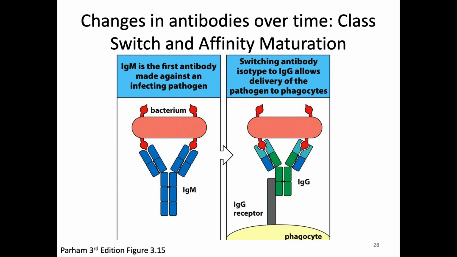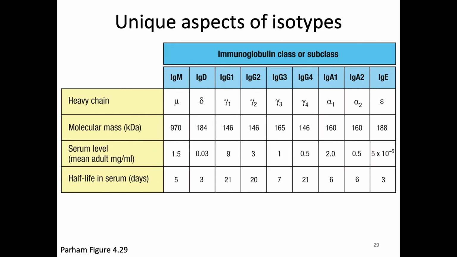And that is referred to as class switch or isotype switch. Again, I promise we're going to see how that happens, just not right now. So your textbook has two tables that talk about some of the unique features of different isotypes. I'm first just going to show you those two tables to show you what things to be looking for, and then we'll actually zoom in on individual isotypes.